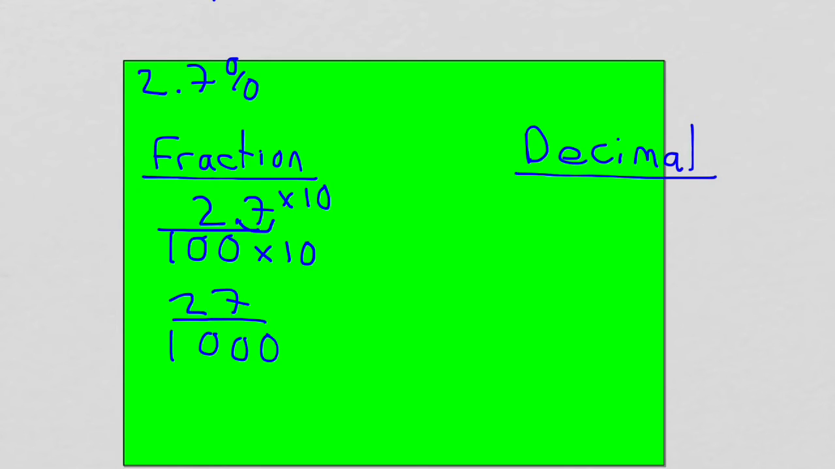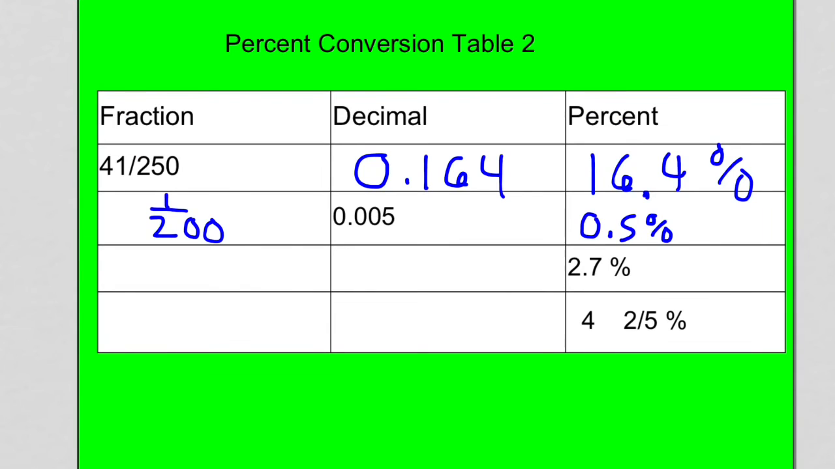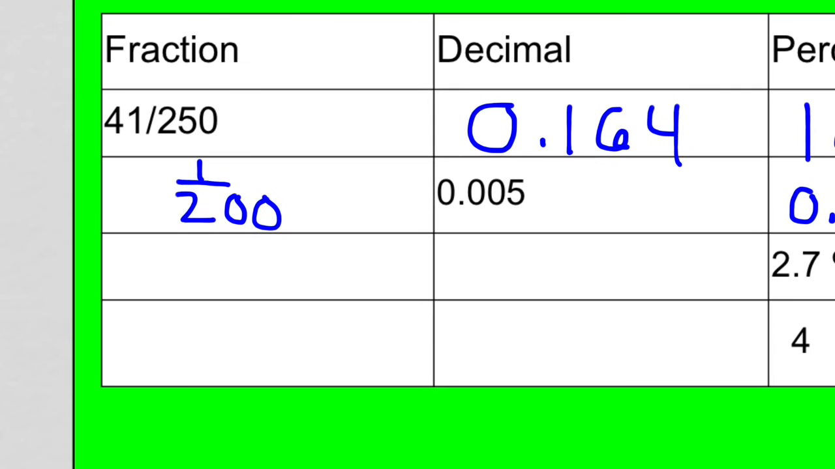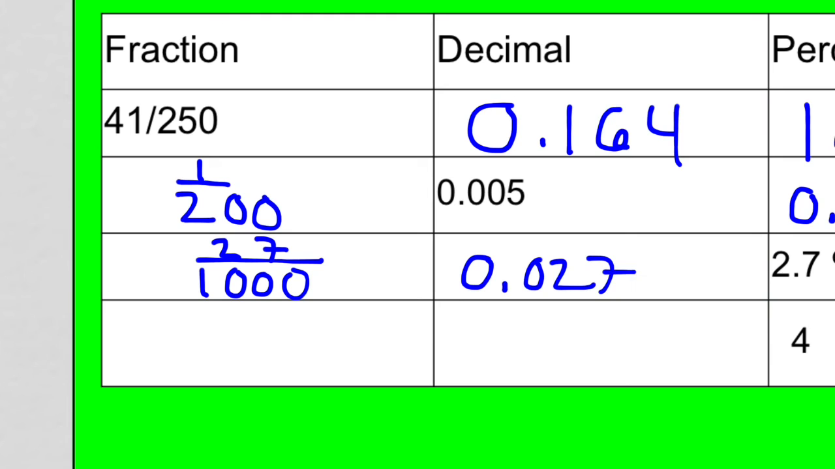The decimal. There are 1, 2, 3 zeros, which means there's going to be 1, 2, 3 decimal spots with a 0, a 2, and a 7, and a 0 in front. So the decimal is 27 thousandths. Let's fill in our chart. So the fraction is 27 over 1,000, and the decimal is 27 thousandths.